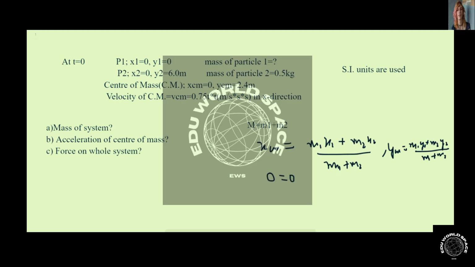And we are given that y of the center of mass is 2.4 meter. So let's put in 2.4. We have m1, and y1 equals 0, so this equals 0. Then we have y2 times m2, where m2 is 0.5 kg and y2 is 6 meter. So this is over m1 plus m2.